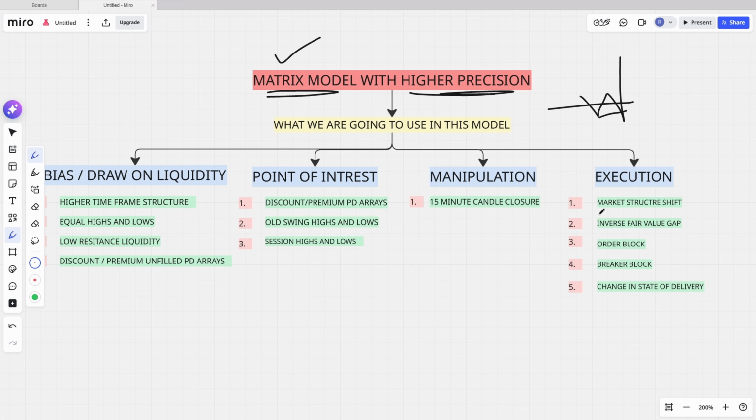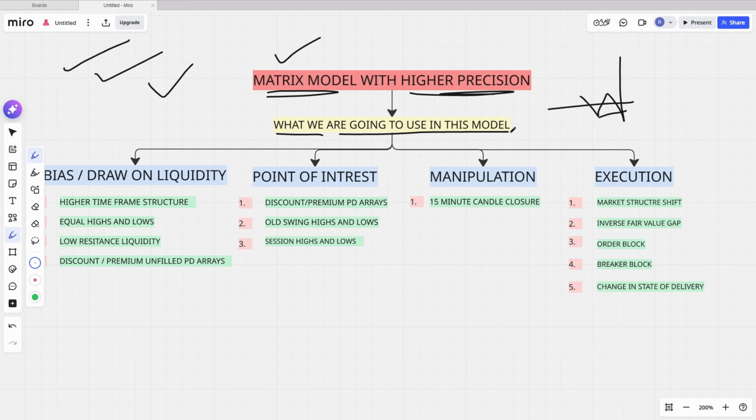If you have been struggling to apply the matrix model correctly, this video can help you in many different ways. What I am going to show you here is a refined version of the matrix model that focuses on precision rather than frequency. This means fewer trades, but higher quality setups. As you can see, this is the matrix model with added precision. Let me explain what elements we are going to use to improve the accuracy of this model.